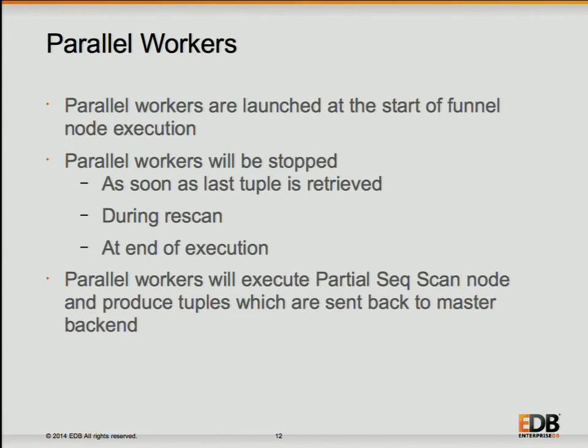As discussed in one of the questions, parallel workers are mainly launched at the start of the execution. And they are stopped as soon as we receive the last tuple from the scan, or during the rescan, or third, at the end of the execution. Why we try stopping them at three different places is that there are a couple of cases, something like a limit node, where we might not be able to stop them at the last tuple. So we have to try stopping at all three places, wherever it gets stopped first.